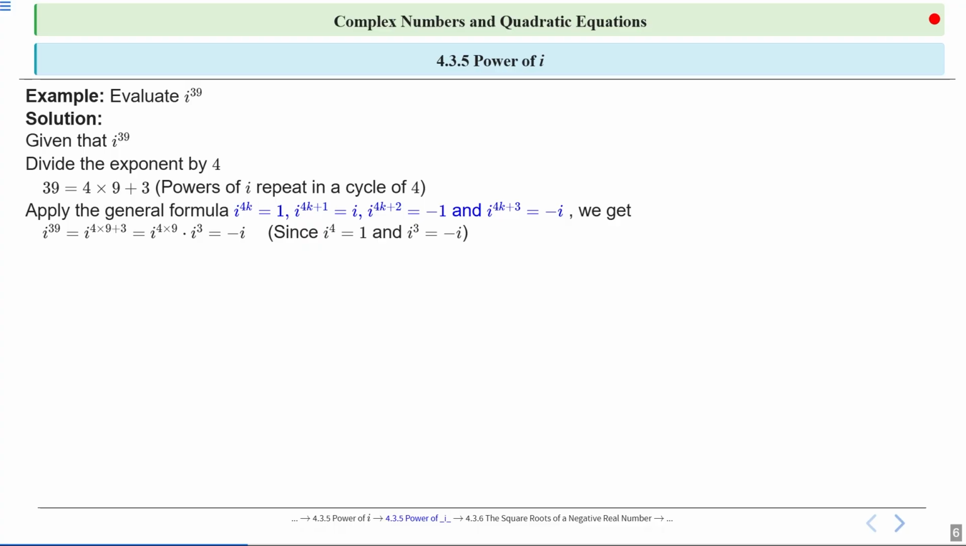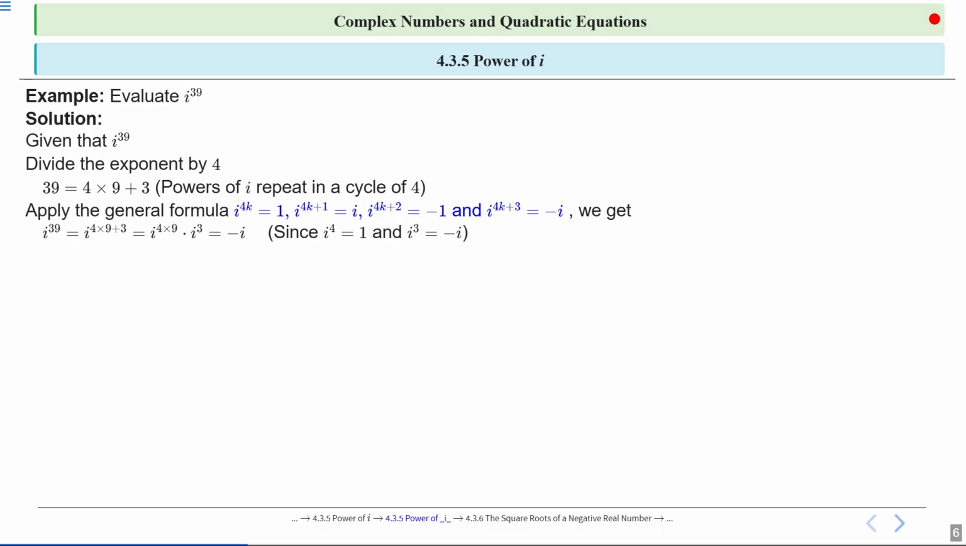Now let's apply the general formula. Iota to the power 4k equals 1. Iota raised to the power 4k plus 1 is iota. Iota raised to the power 4k plus 2 equals minus 1. And iota raised to the power 4k plus 3 equals minus iota.